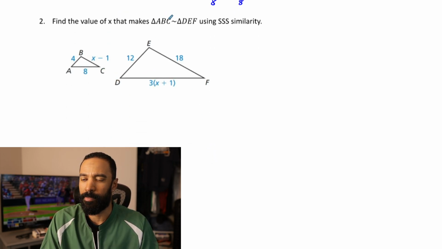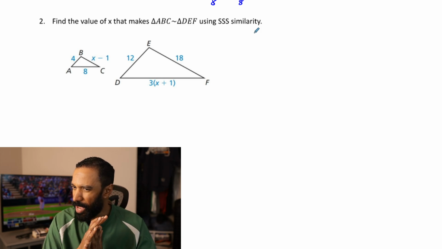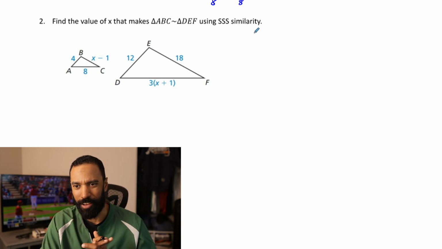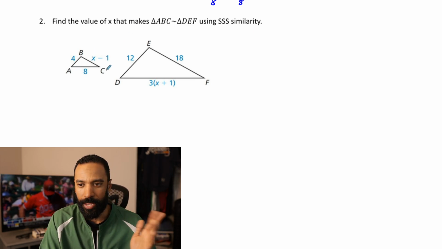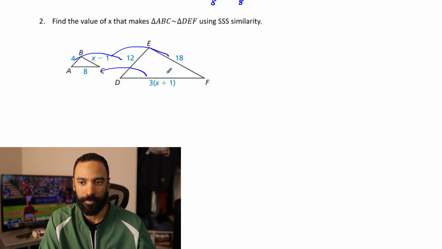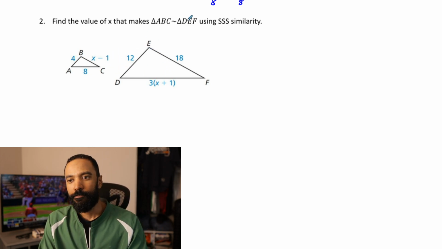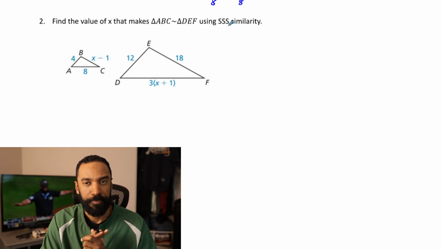Find the value of x that makes triangle ABC similar to triangle DEF using side similarity. I've done this problem before. It looks awfully familiar. So they're clearly oriented the same direction, which is good. I know that this corresponds to this, and this to this, and this to that. They're saying find the ones that make side similarity. Basically, these all would have to fall in proportion with each other.